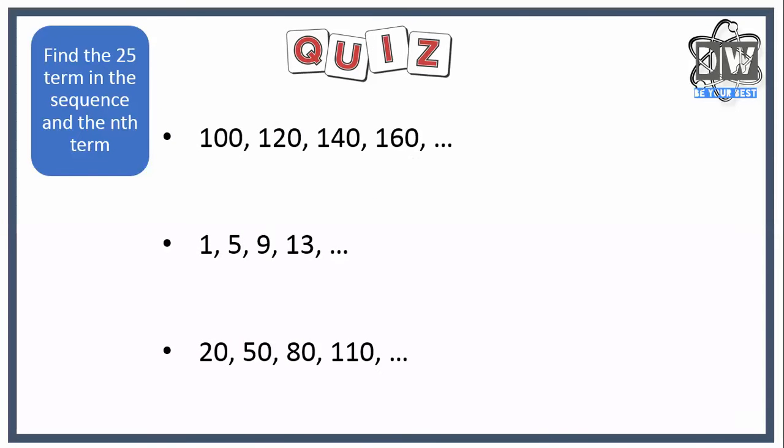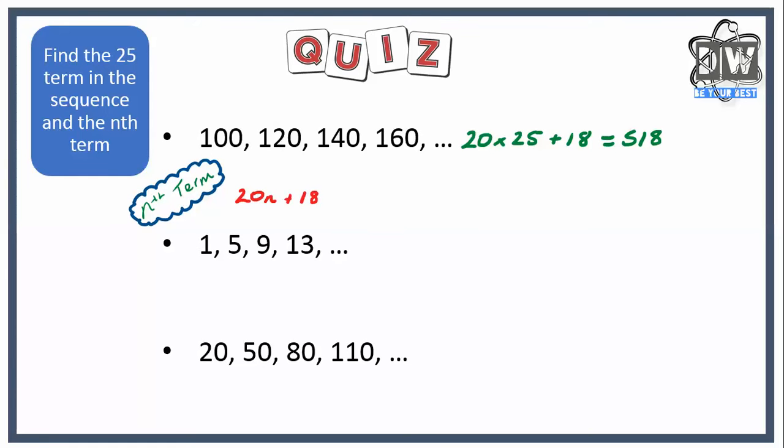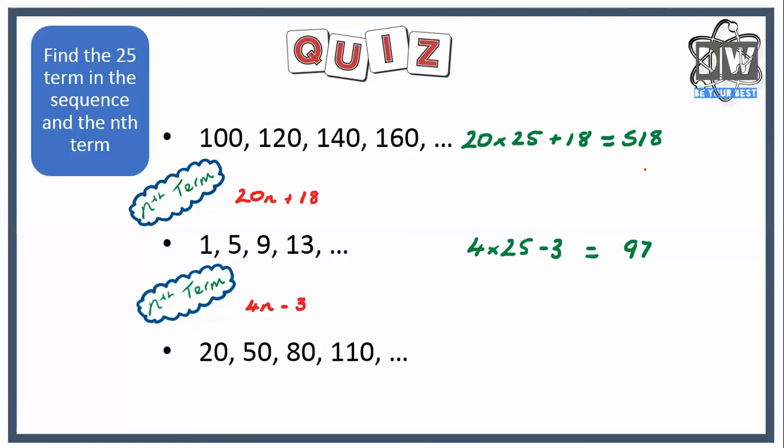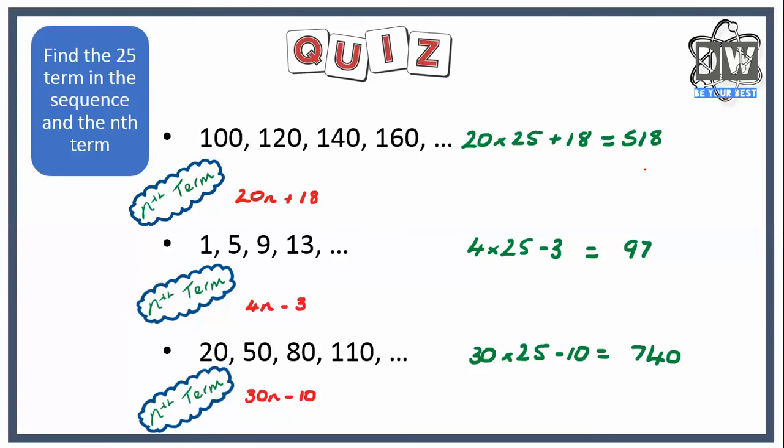So the first thing you should have done was written down the nth term formula and then substitute in the 25 for the n, and you would have got hopefully these answers here. So we can see that the formula was 20n plus 18. So I took away the n and put in the 25, and my answer was 518. On the next one, that was the formula. So the formula was 4n minus 3. Substitute in the 25 for the n, and we would have got 97. And last but not least, that was our formula, and we substitute in the 25 for the n, and we would have ended up with 740.